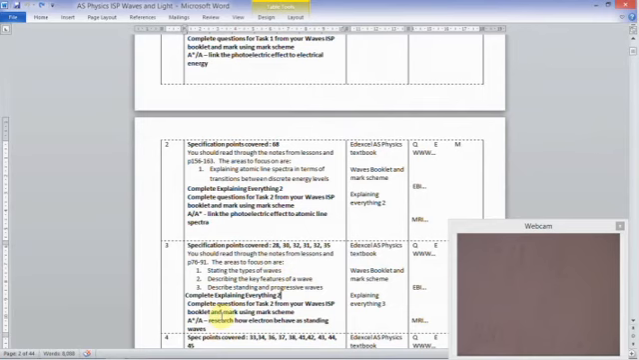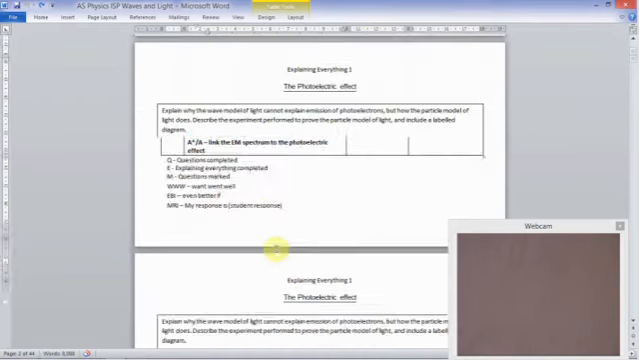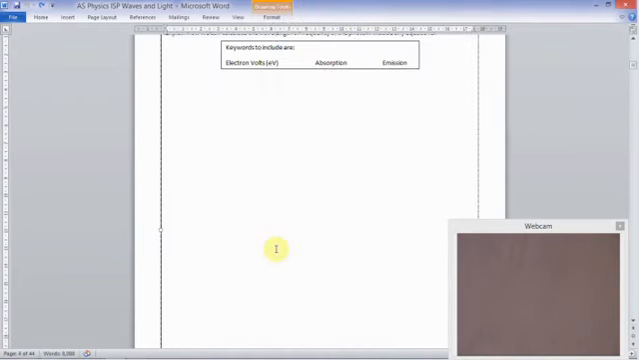For those of you that want to do a bit of extra research, we're looking at how electrons behave as standing waves, something we discussed a bit in class. But here we have the specification points that are being covered as well. So let's scroll down to the correct section of explaining everything.